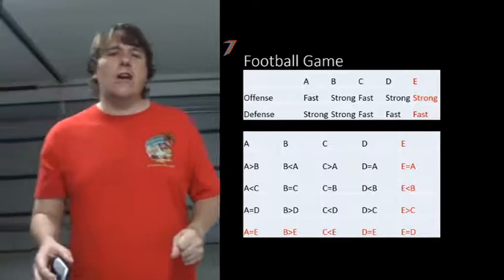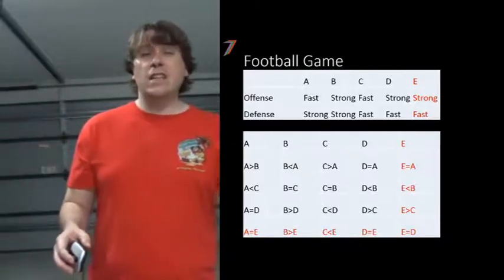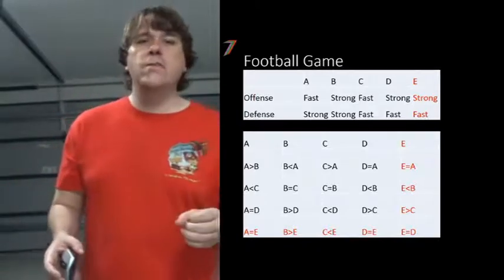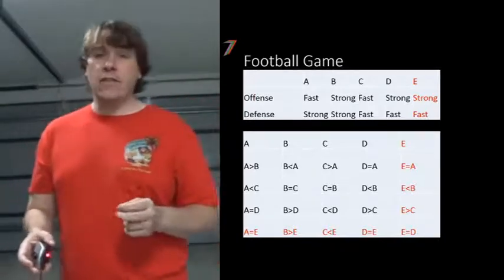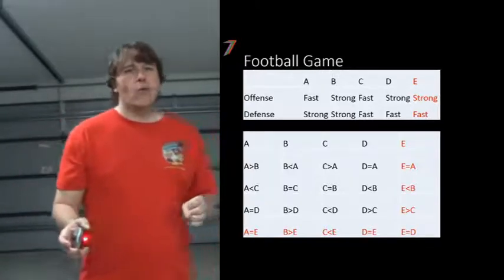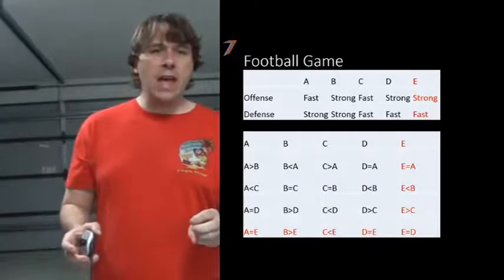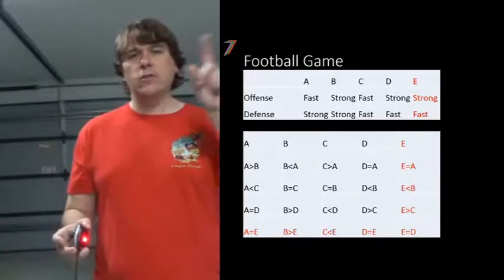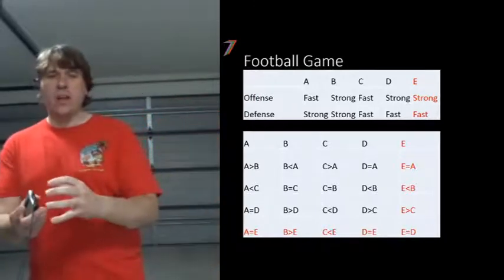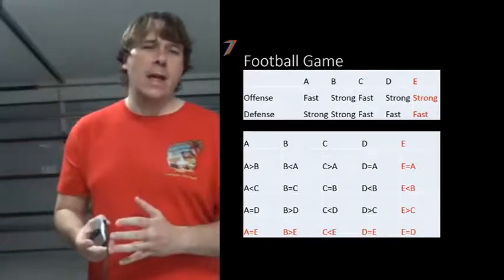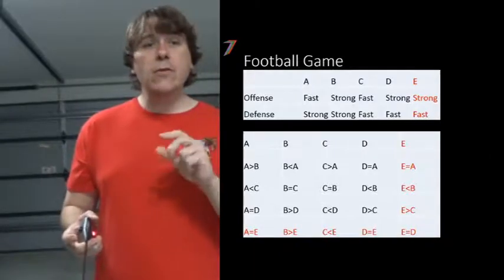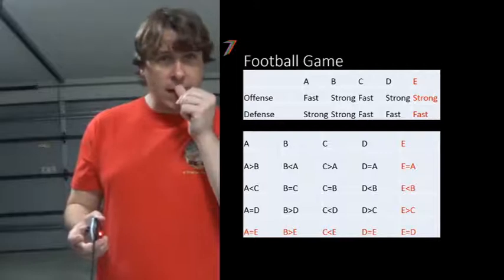So how does that work out in a four-team league? Imagine a league with four teams. We've got Team A, which is fast, strong. Team B, strong, strong. Team C, fast, fast. And Team D, strong, fast. What happens is A will defeat B, because the fast offense will dominate the strong defense, and their strong defense can stop the strong offense. That's a good matchup, so A will beat B. And you'll find that B will be equal to C. Have we got that? Yes, why is that?